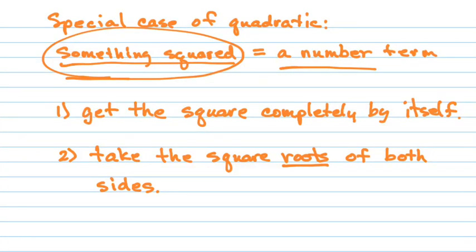Okay, so this is a special case of quadratic. You have something squared equals a number. But the first thing you need to do, I'm just rereading it, is get the square completely by itself, right? Okay? And then you're simply going to take the square, not root, but what? Roots, plural, of which side? Both sides. Because remember, you can do anything you want to as long as you do it equally.